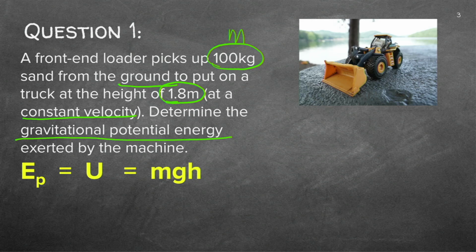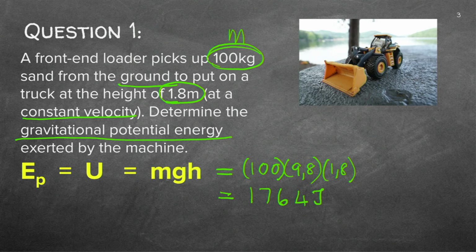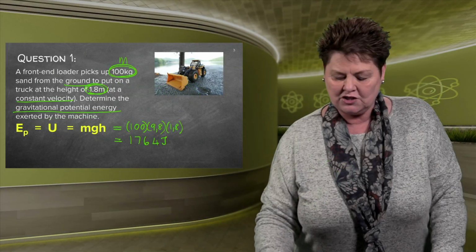The question is determine the gravitational potential energy. So what you have to do is write down the equation and substitute. I've got 100 kilogram, I know the acceleration is 9.8 and the height is 1.8 meter. Make sure that you've got the correct detail, and you'll get the answer of 1764 joule. So it's 1764 joule to take 100 kilogram to a height of 1.8 meters. That's what it actually means.